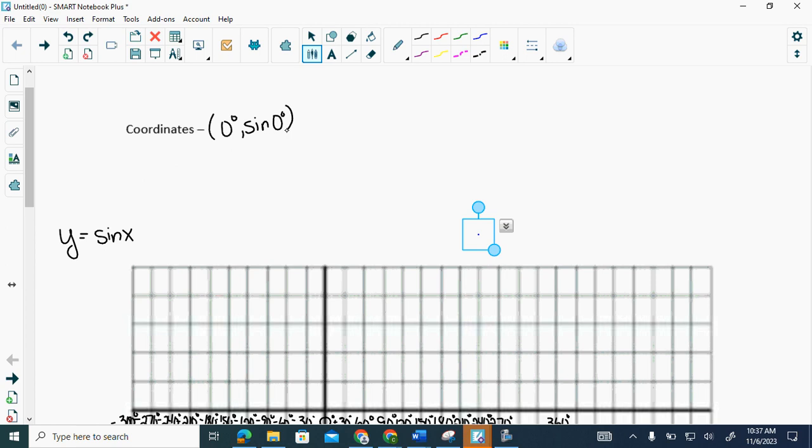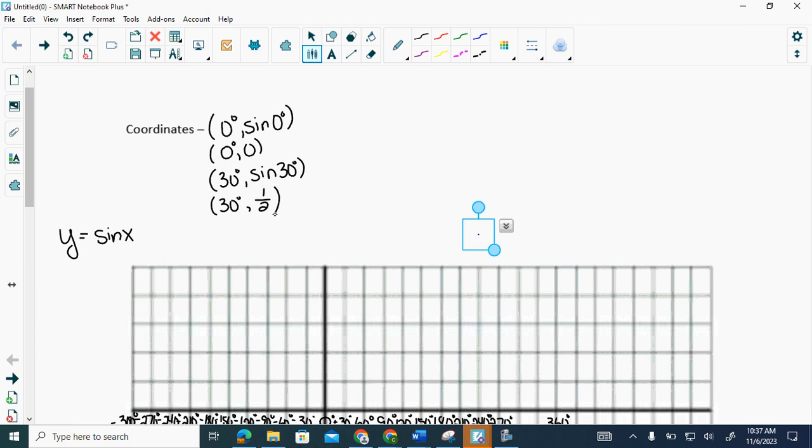So, what is 0 and sine of 0? 0, and what is sine of 0 degrees? It's 0. We agree? Yeah. So this is 0 degrees, and sine of 0 is 0. Yes? And our next coordinate would be 30 degrees, and then sine of 30 degrees. So it's going to be 30 degrees and 1/2. Yeah, I'm right.